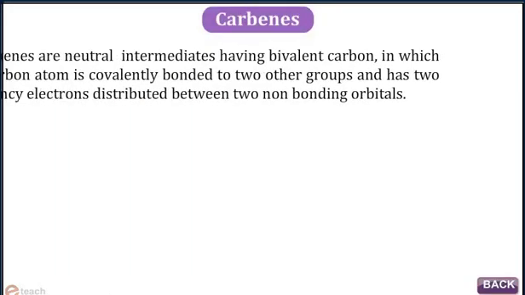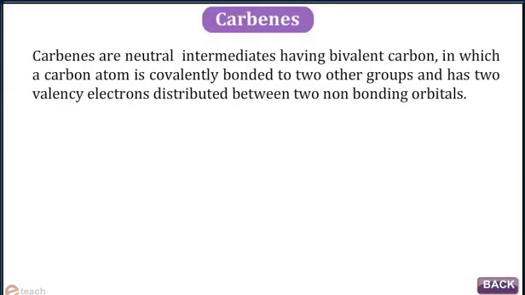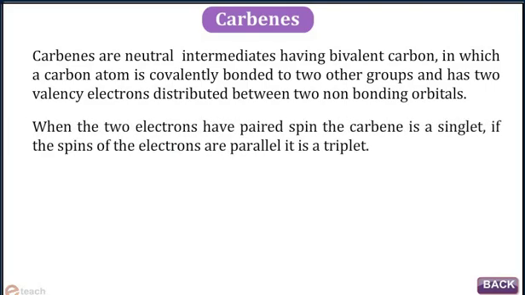Carbenes. Carbenes are neutral intermediates having bivalent carbon, in which a carbon atom is covalently bonded to two other groups and has two valency electrons distributed between two non-bonding orbitals. When the two electrons have paired spin, the carbene is a singlet. If the spins of the electrons are parallel, it is a triplet.